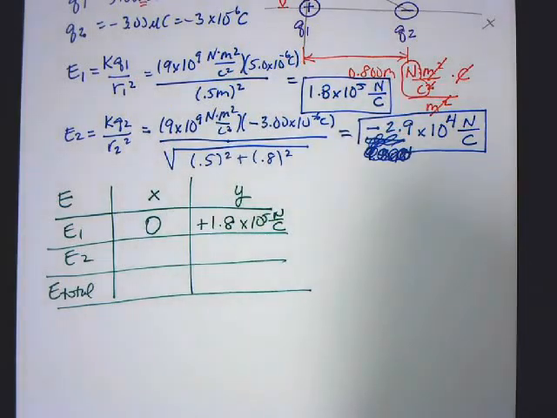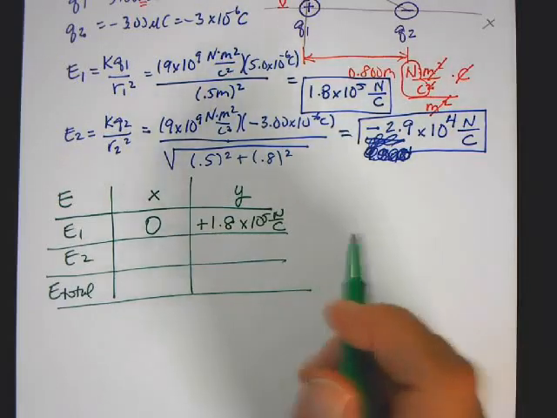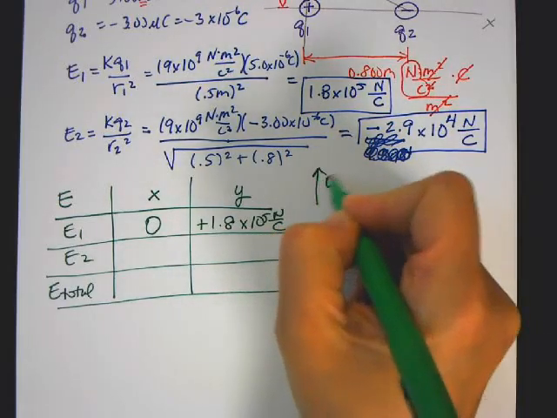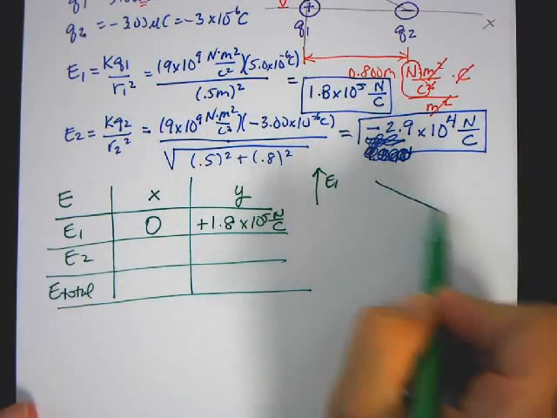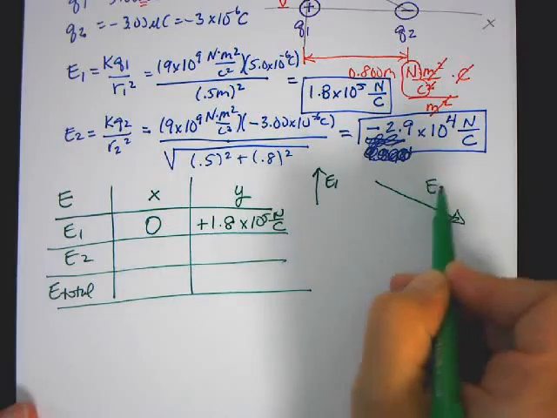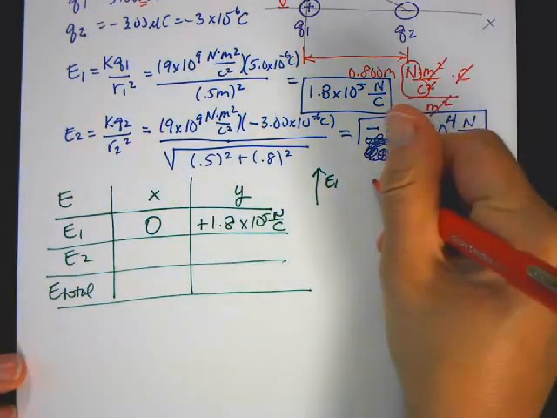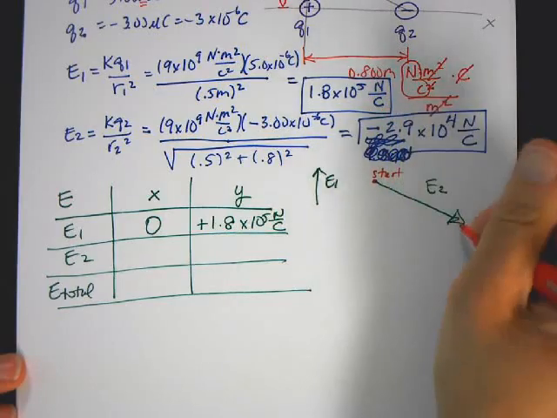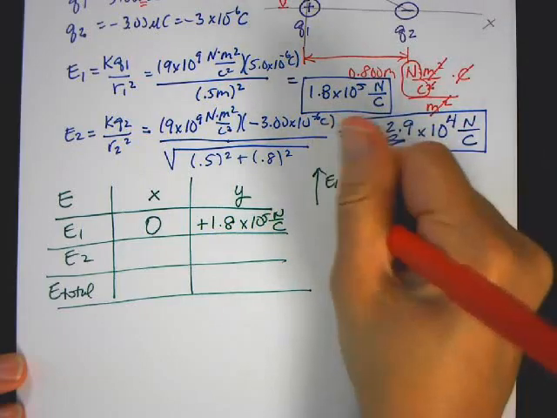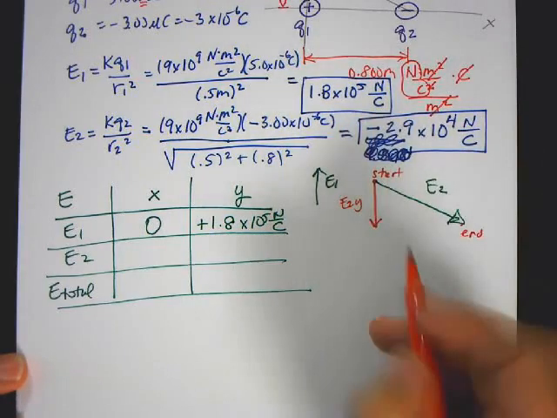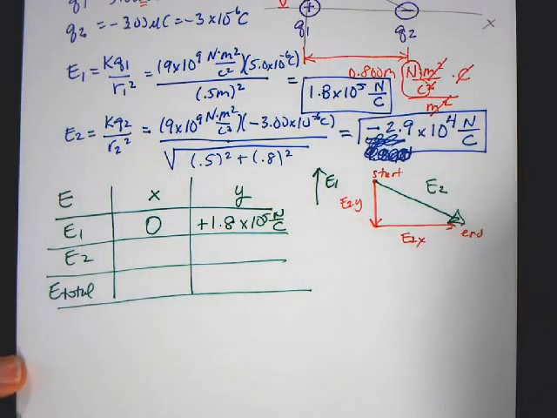Over here, I like to draw things to the side. So remember, E1 went up like this, so that one's all Y. Now E2 looks like this. There's E2. And remember, I need to find the components from where I start to where I end up. This is going to be E2Y, and this is going to be E2X. Remember, that's vector resolution.